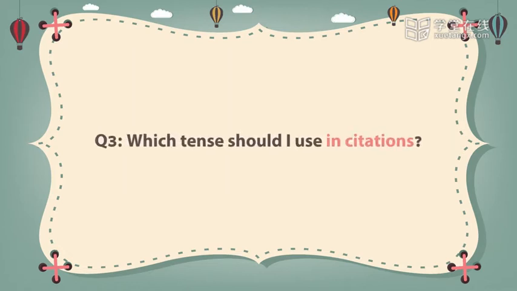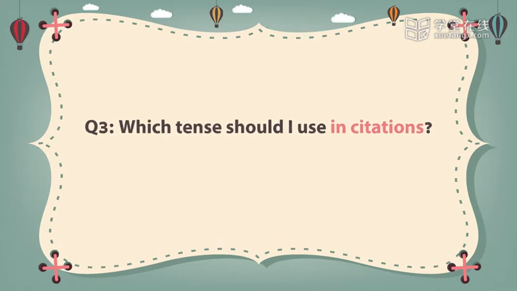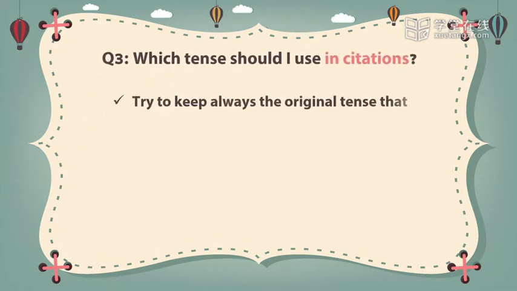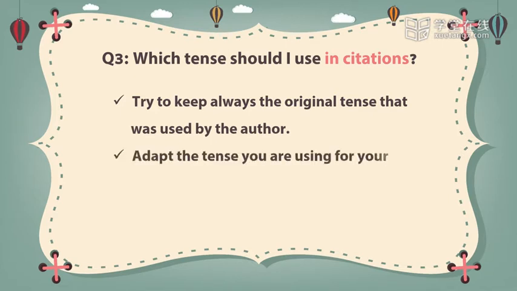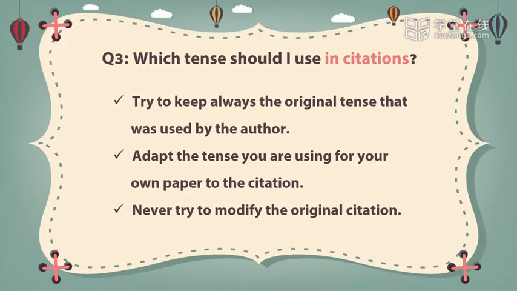So how about the citations? Which tense should I use with citations? You should try to always keep the original tense that was used by the author. Then what you must do is adapt the tense you are using for your own paper to the citation. But try never to modify the original citation. Oh, so now I know about the tense.